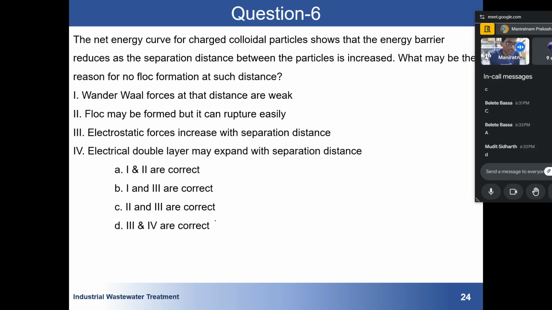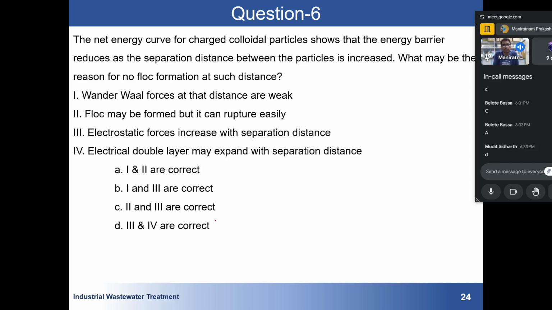One person said A. I think you should check the notes. If you have any doubt you can ask, or else let's go to question number 6.